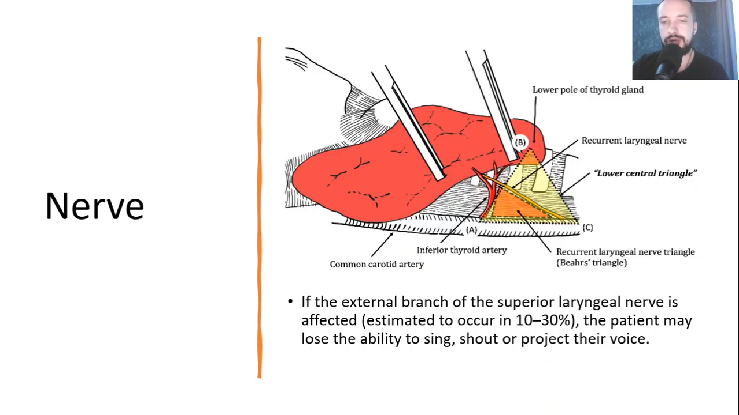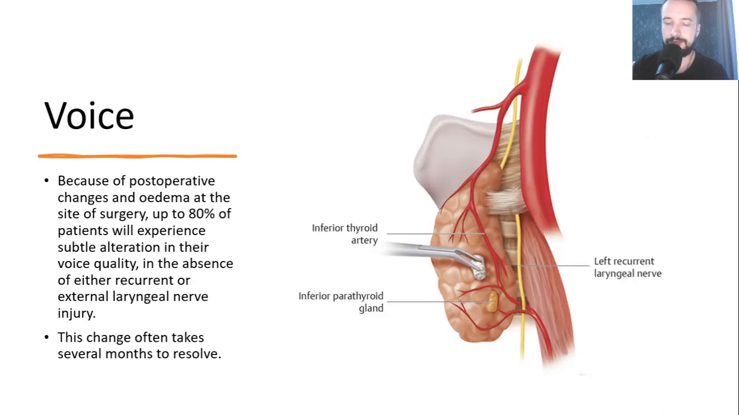If the external branch of the superior laryngeal nerve is affected, the patient may lose the ability to sing, shout, or project the voice. Because of postoperative change and edema at the site of surgery, up to 80% of patients will experience subtle alteration in their voice quality in the absence of either recurrent or external laryngeal nerve injury. This change often takes several months to resolve.